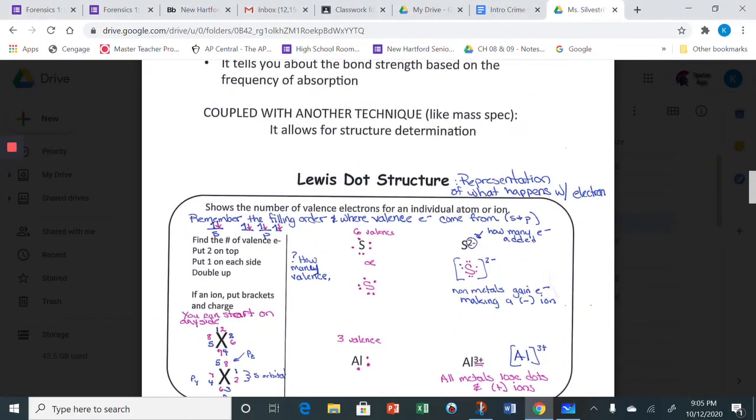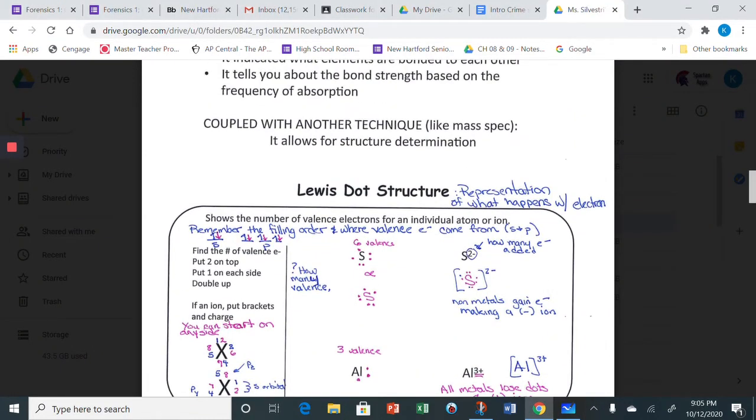We are going to start talking about this thing called Lewis dot structures. Lewis dot structures are extremely important because they give us a representation of what's happening to the electrons three-dimensionally in space when we make a bond. We start small, at the atom level, then we look at the bond, and then we go to the molecule.